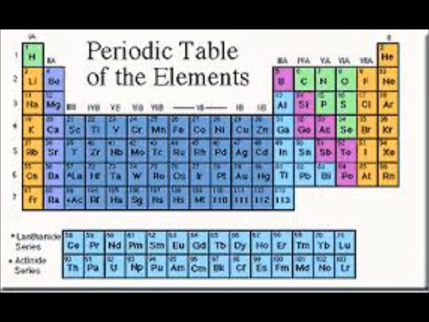Each element has a different number of electrons, protons, and neutrons. That's one way they are organized on the periodic table, which shows all of the elements. We're going to show you some elements.